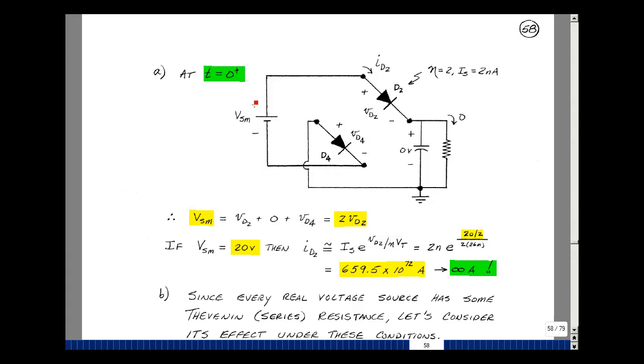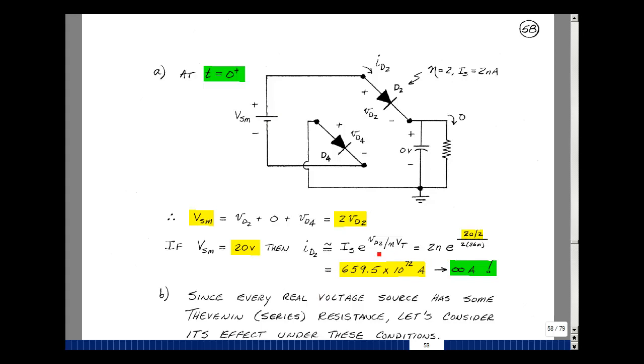The rise in voltage equals the drop across the diode, but this is at its initial condition of 0, plus the voltage across diode 4. And that would be 2 diode drops. Suppose this was 20 volts. Then using our Shockley equation, we'd have I sub s times e to the V sub D over eta V sub T. Say I sub s is 2 nanoamps.